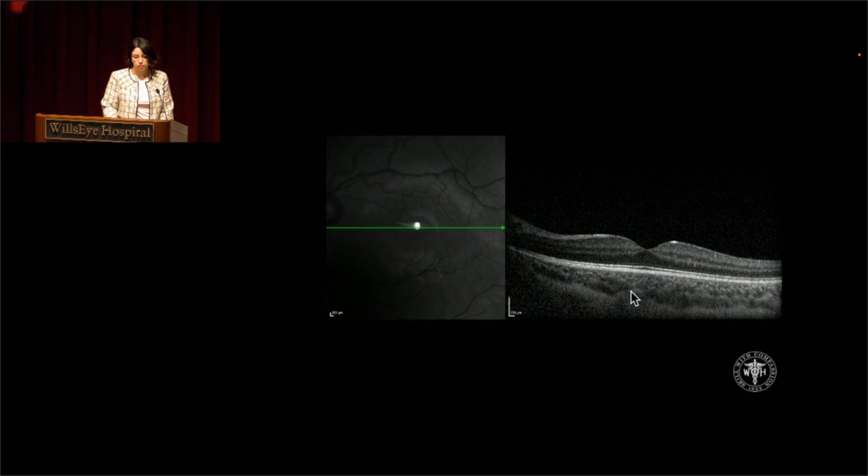What brought him in for examination initially? So he was just referred from the other doctor for a baseline retinal examination, and I'll tell more history later. Okay.